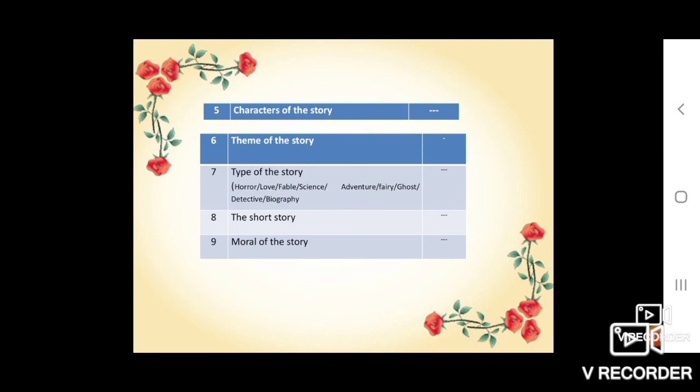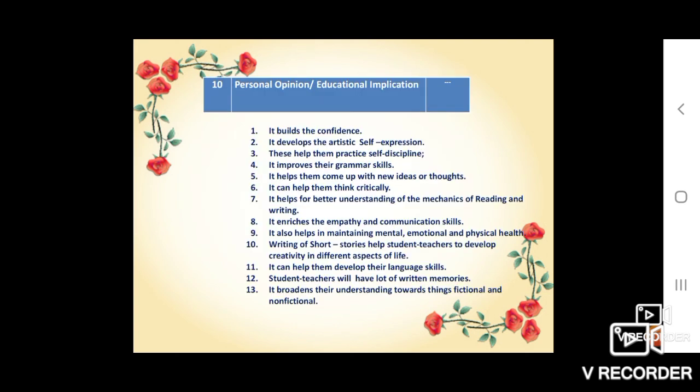And after that, the eighth one, it is so important. In this point number 8, the short story, you have to write a 2 or 3 page or 3 or 4 page short story by keeping all the criteria before your sight. And after that, the moral of the story, which I have mentioned here.